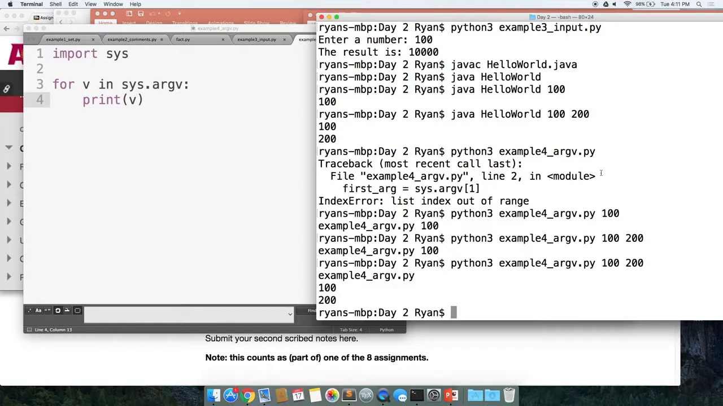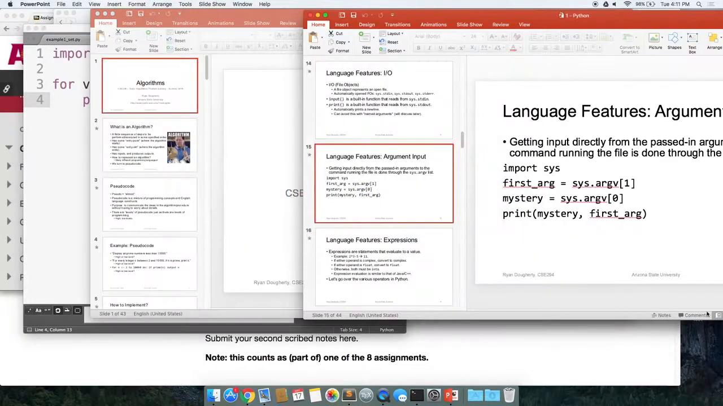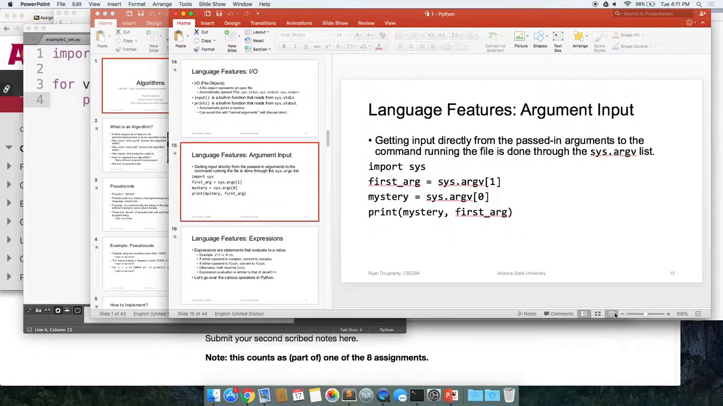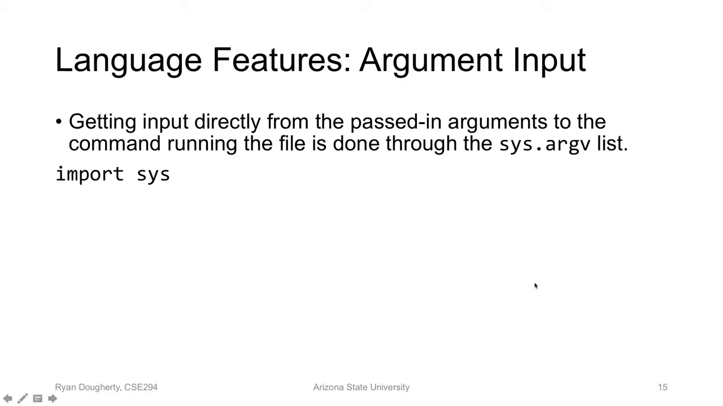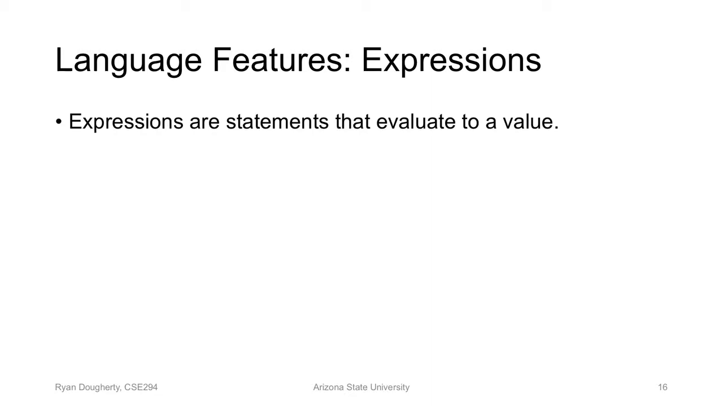Any questions about how this works? Okay. So we know how to get argument input now. All we need to do is import the sys module and then just call .argv with a specific index into it. Okay, cool. As we know, expressions are just statements that evaluate to a particular value, right?